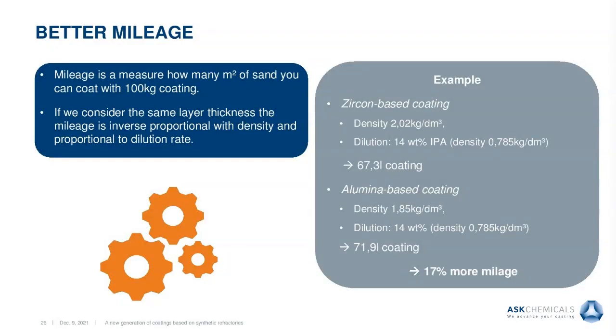To give you an example, if we have a silicon-based coating with a density of 2.02 and a given dilution for the application of, say, 14 weight% of isopropanol, we end up with 67 liters of coating. If you use our new alumina-based coating, the density is only 1.85, and at the same dilution rate, we end up at 72 liters of coating. This means 17% more coating and 17% more mileage. So a huge cost saving for you as a foundry.